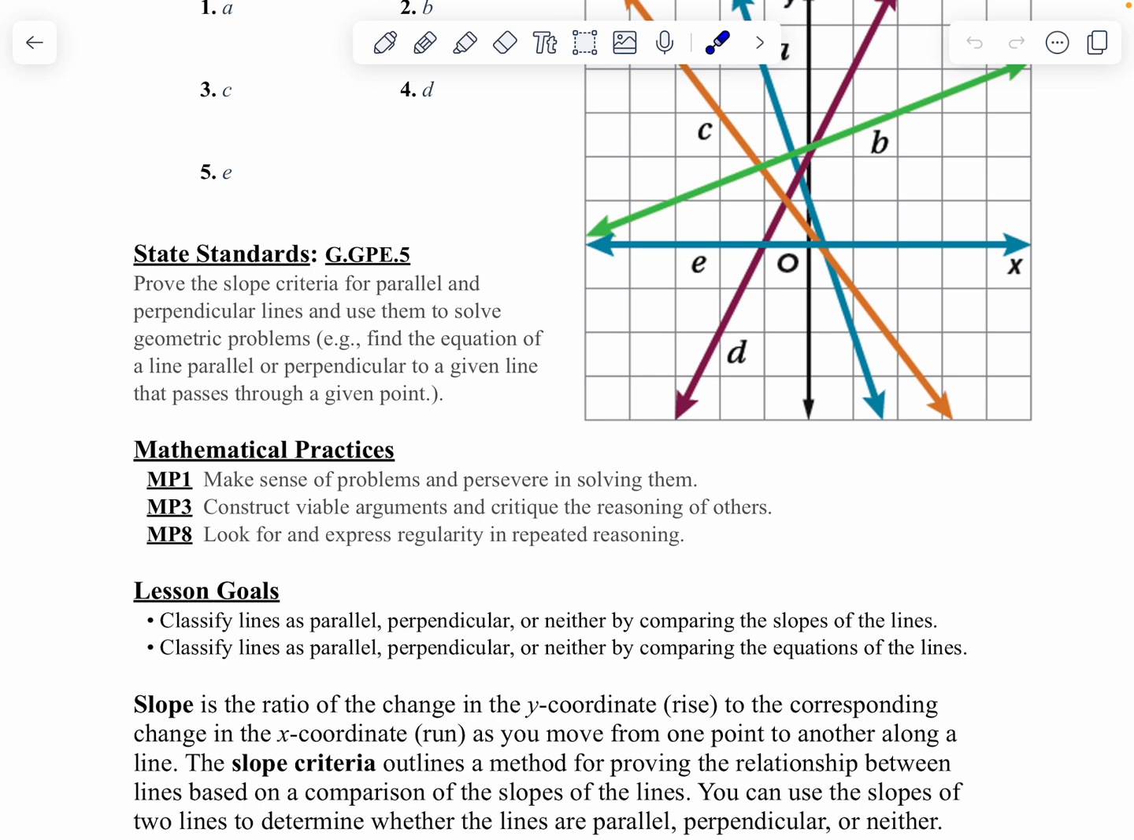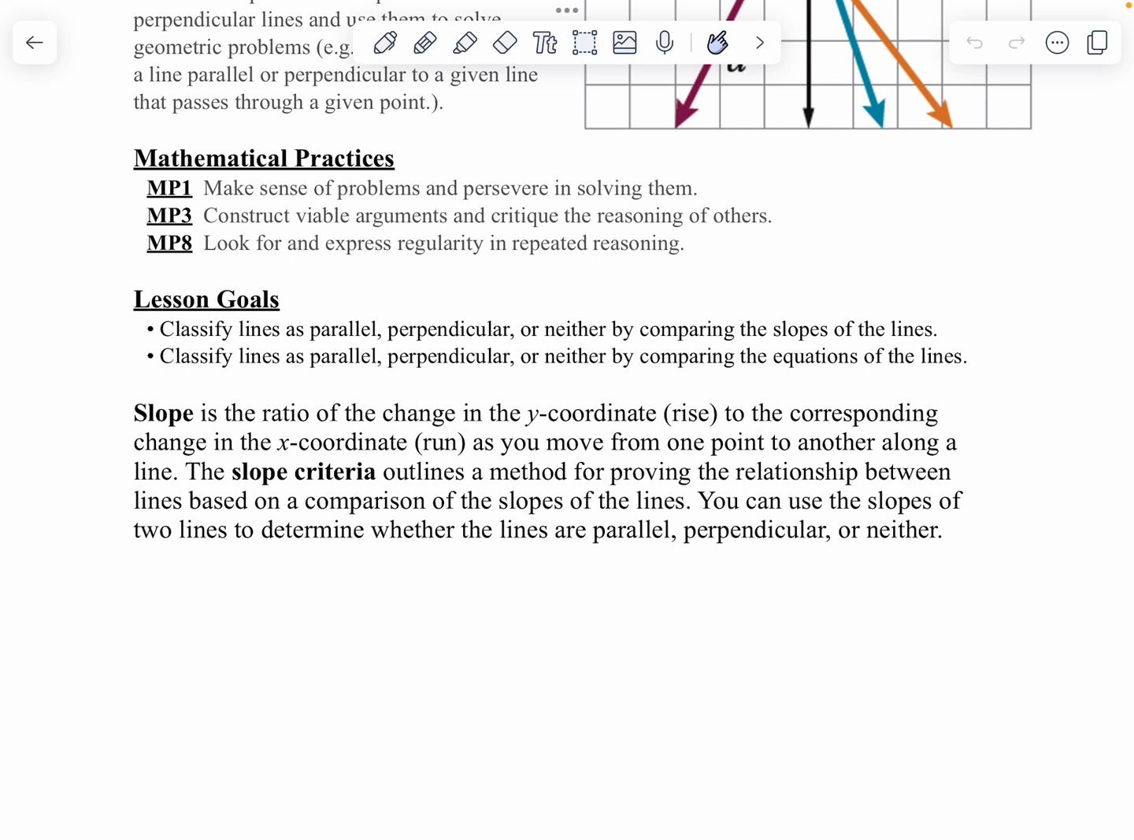I want you in this lesson to classify lines as parallel, perpendicular, or neither by looking at their slopes. I want you to classify parallel, perpendicular, neither by comparing equations of lines. You did some of this in Algebra 1. We're going to take it a little bit further now.